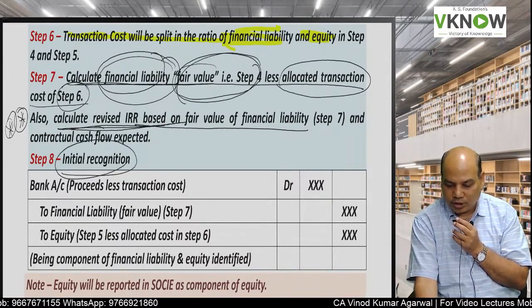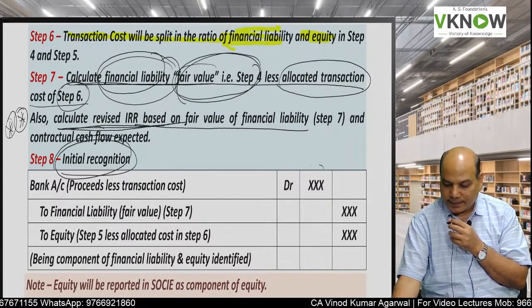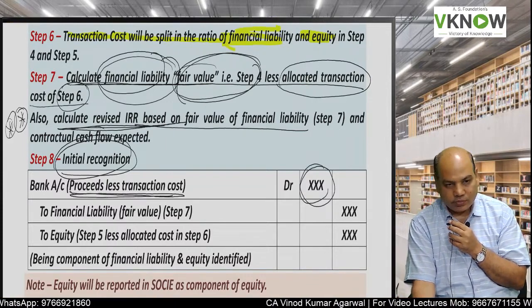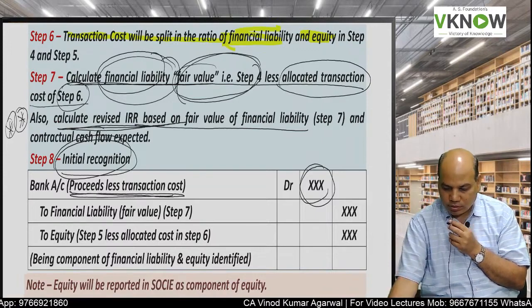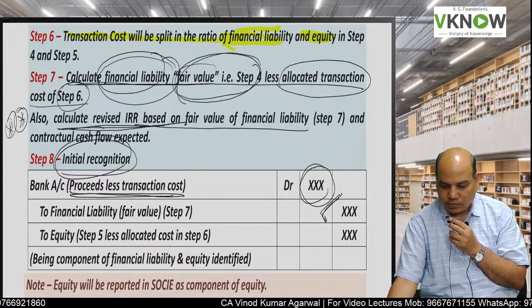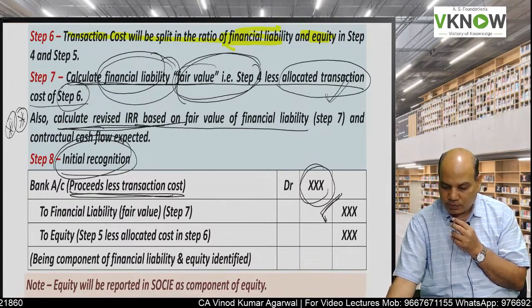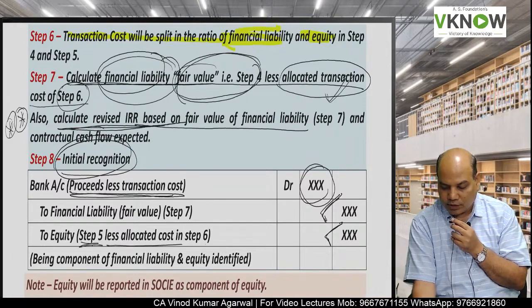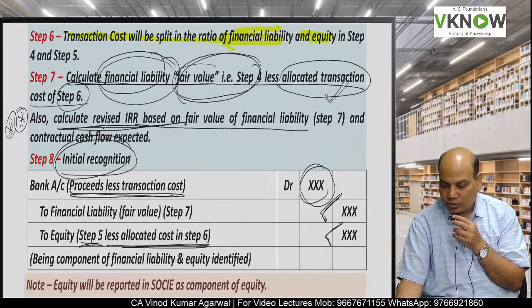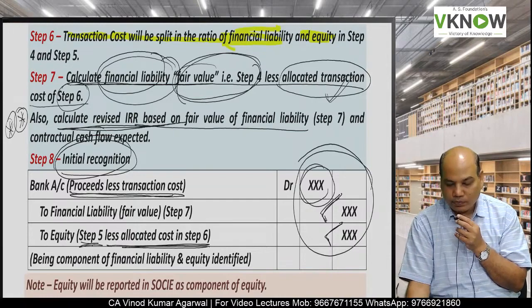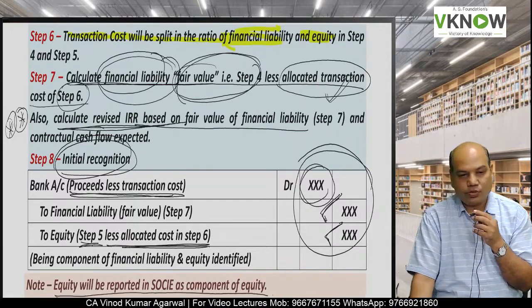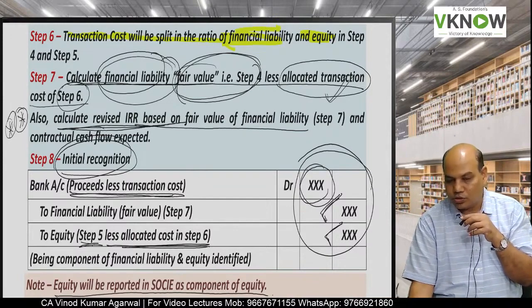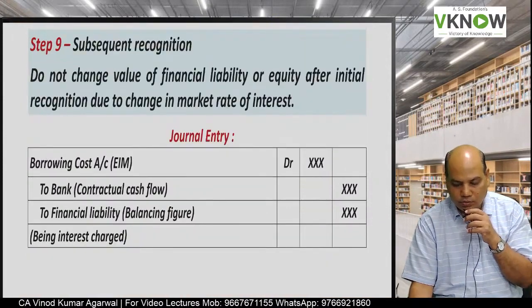So accounting treatment now, initial recognition: bank account debit, proceeds less transaction cost, because you will receive the net amount, to financial liability as we have computed in step 7, and to equity, that means step 5 amount minus the allocation of transaction cost. So this will be my initial entry. Equity will be reported in SOFP, and in SOCIE as a component of equity.